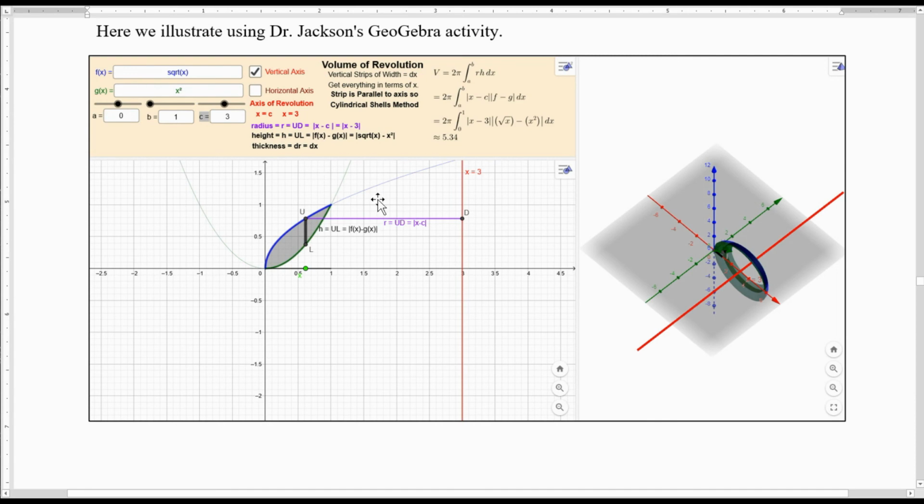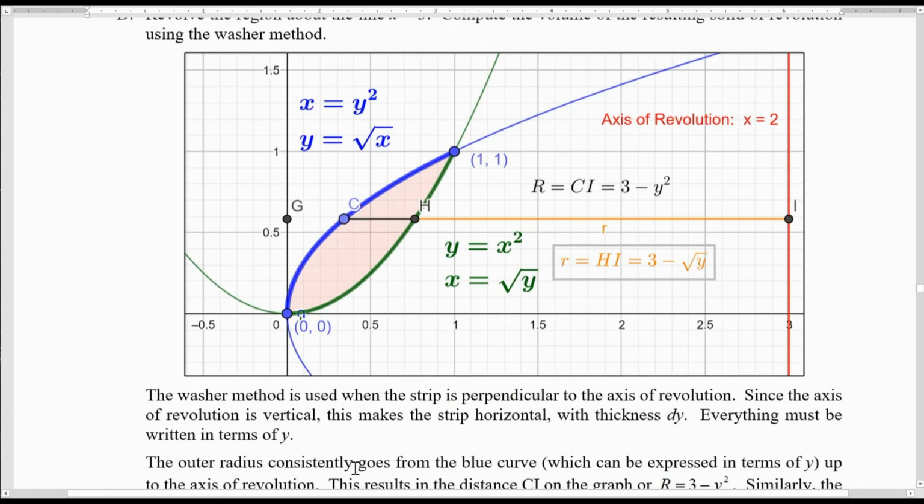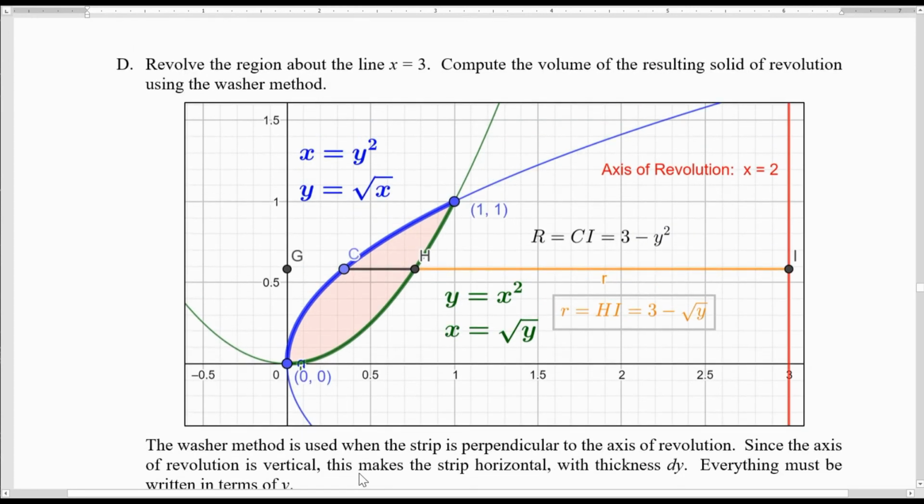Okay, so you have access to that to help illustrate and to work with this. Now the next one, we should get the same answer, and we'll get the same shape, same volume, but a different method. So if we revolve the region again about the line x equals 3, we're going to compute the resulting solid of revolution.